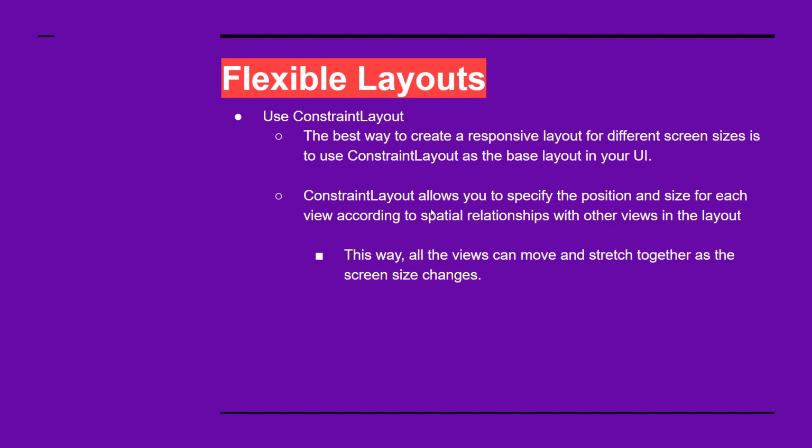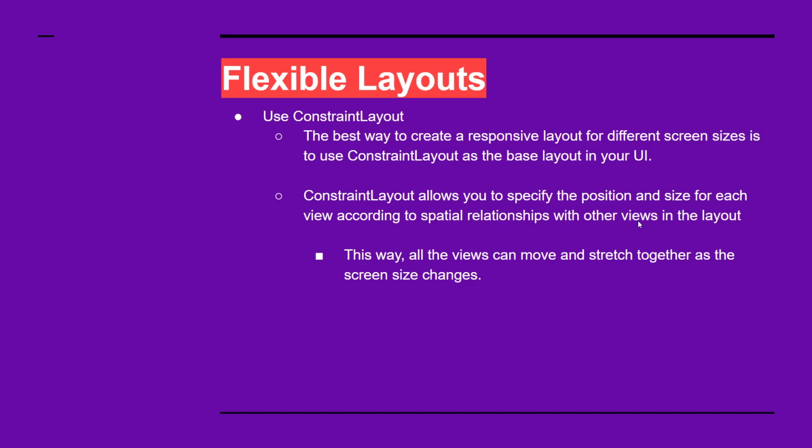Constraint layout allows you to specify the position and size for each view according to spatial relationships with other views in the layout. What this means is that it allows you to specify the position and the size of each view. A view can be a button, a text box, a label, a radio button, anything. The position means x, y coordinates, for example. Size means the width and the height. You can specify those according to spatial relationships with other views, which means other components.